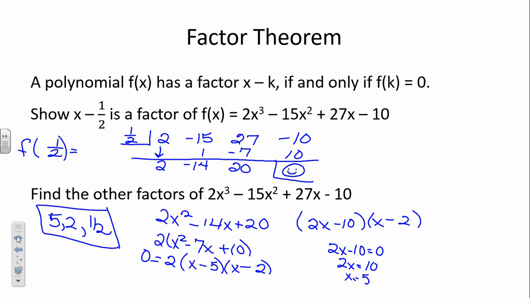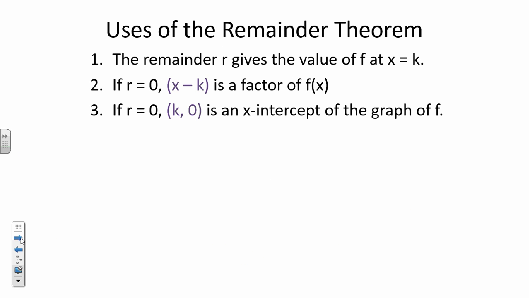Other questions you have on this slide? Feeling good about it? All right. So again, you know this. The remainder r gives a value of f of x at x equals k. If r is 0, x minus k is a factor. If r is 0, k comma 0 is an x-intercept of the graph. We saw that yesterday. Okay, we're just finding the remainder. As long as the remainder is 0, we know it's a factor. And when it's a factor, we have the zeros, the intercepts.